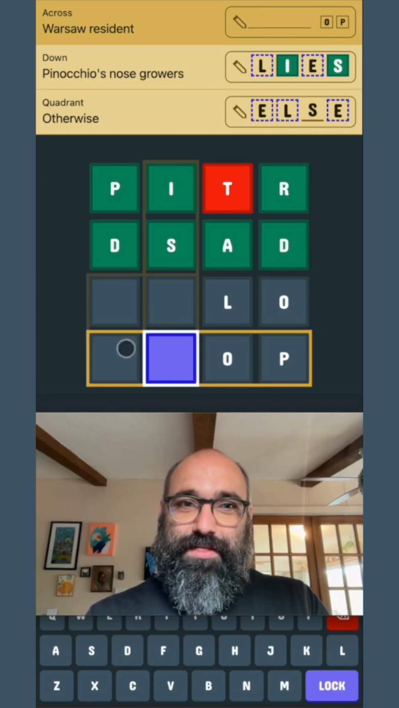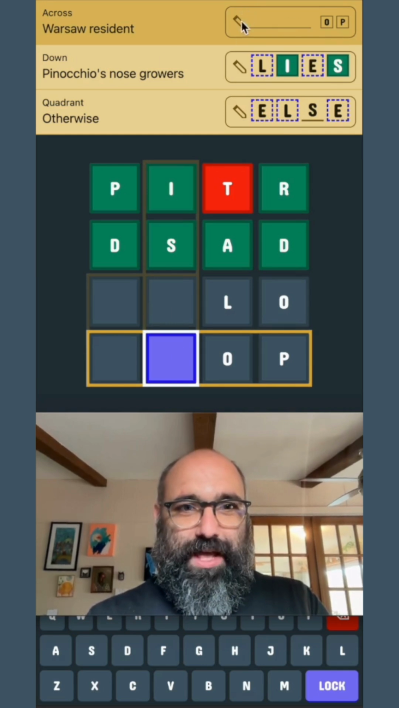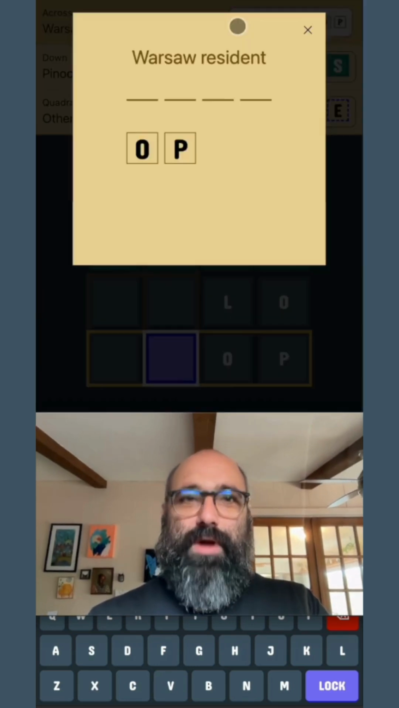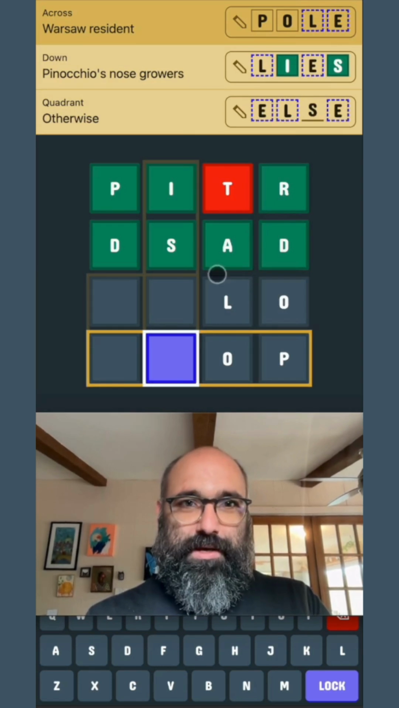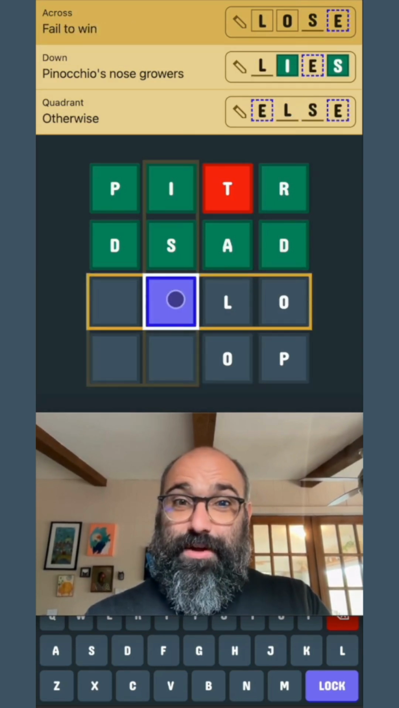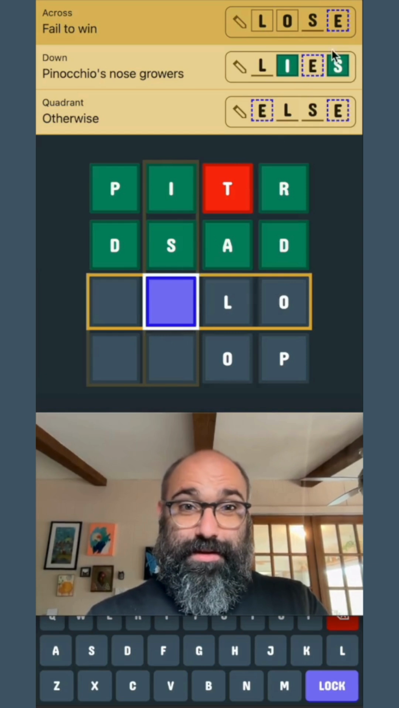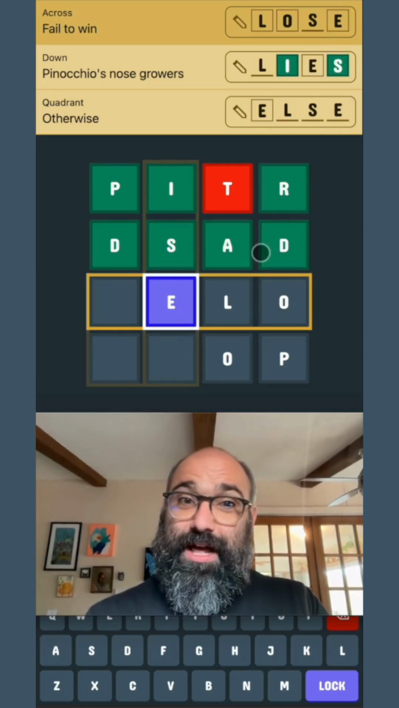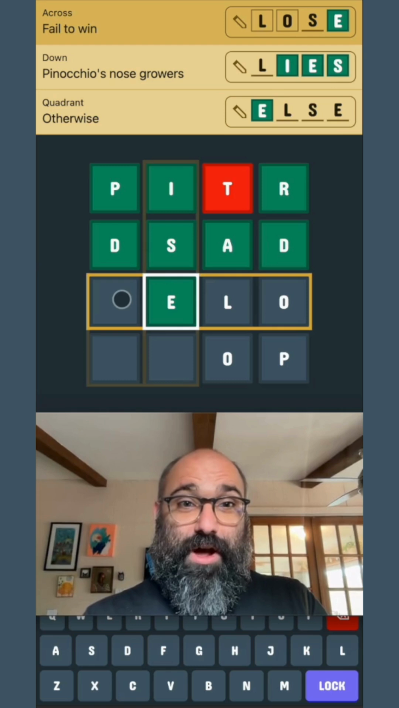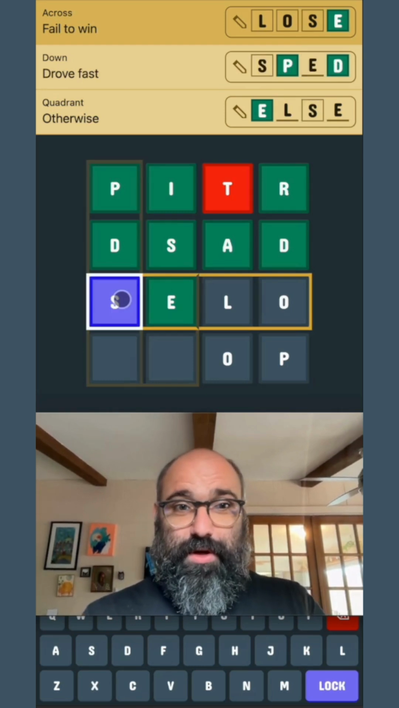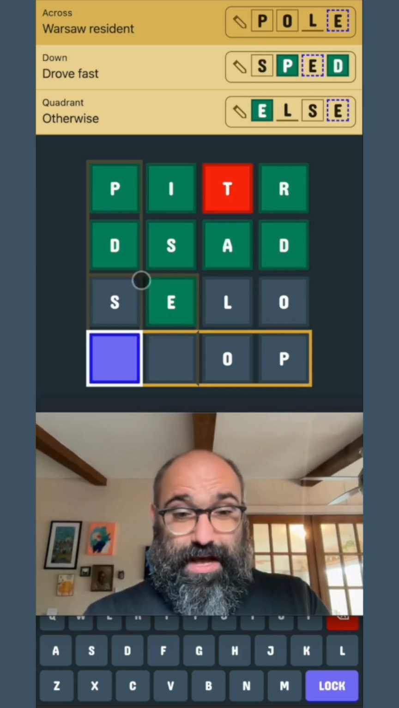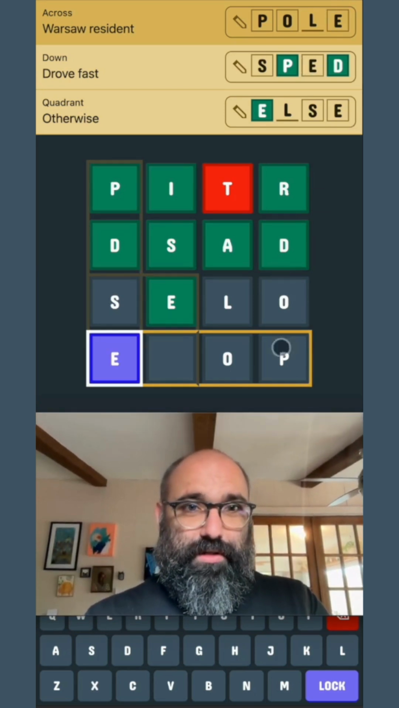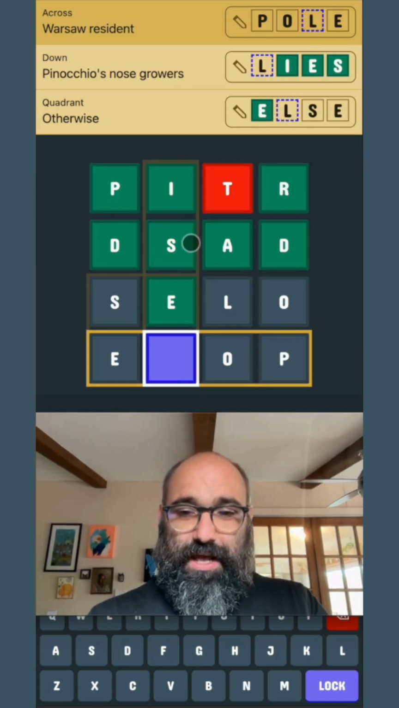Else, still nothing helping on this square, but we have a new one. We have this new across we haven't really touched yet, and it's Warsaw resident, and that's going to be a Pole from Poland. Still not giving us any help here, but if we click this one, we know it has to be an E, so let's go ahead and lock that in. We know across is going to be lose, so let's go. I guess I'm not locking them in right now. We'll just keep drafting them. Obviously an E here for all of these. It's indicating, and an L here.